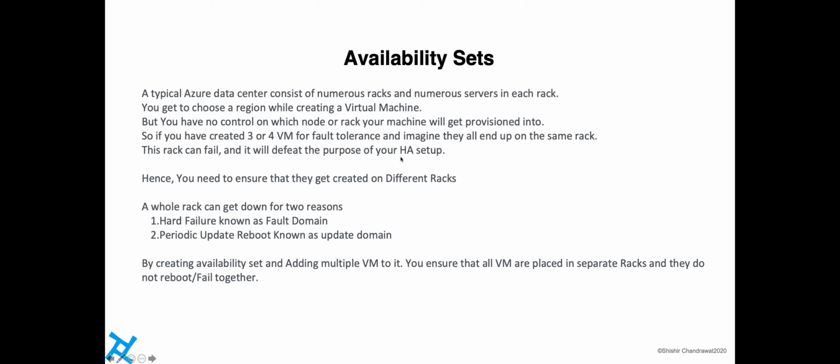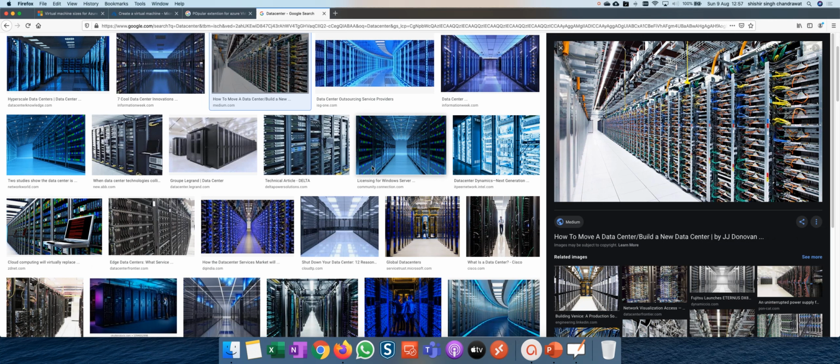You created 3 or 4 VMs. You had no control where your VMs are going. They all went onto the same rack. And one silly boy went into the data center and pulled off the power cable from that rack. Or some internet issue happened particularly for that rack. And the whole rack failed. This whole rack failed. What happened to your high availability? It went for a toss. Alright?